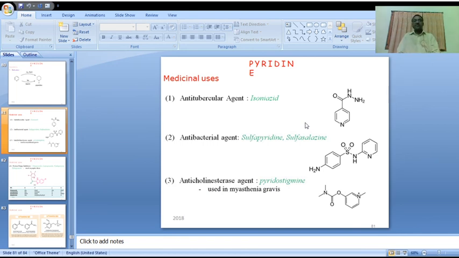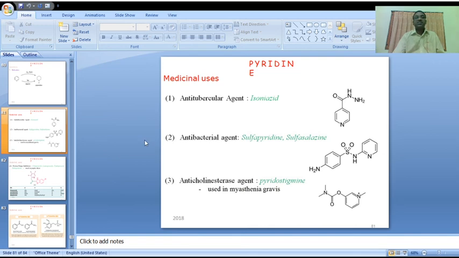applications of pyridine. Medicinal uses of pyridine. The first one, pyridine is used as an anti-tubercular agent. In the formation of isoniazid, here please observe in the structure, it contains a pyridine cyclic ring.